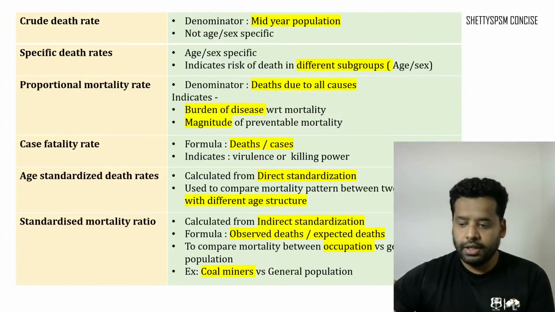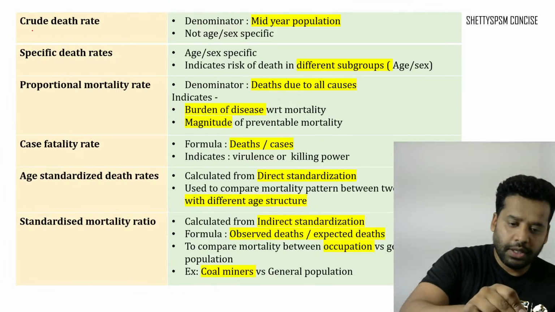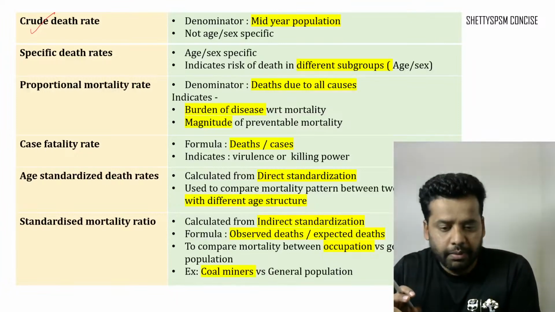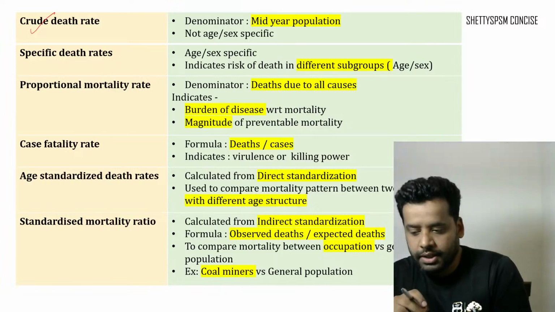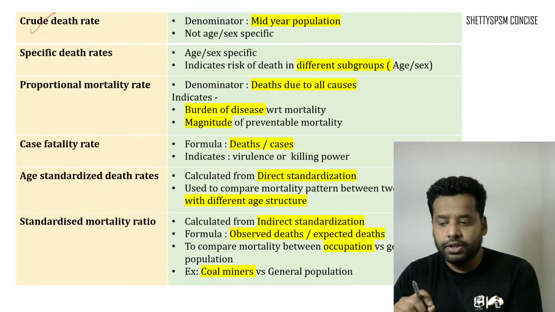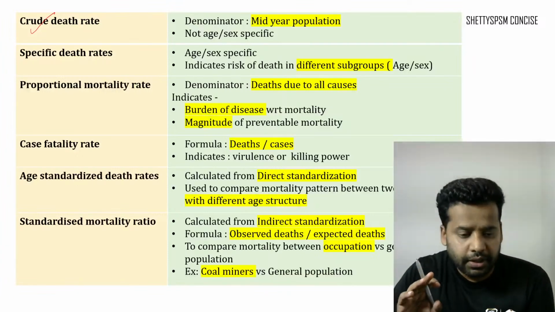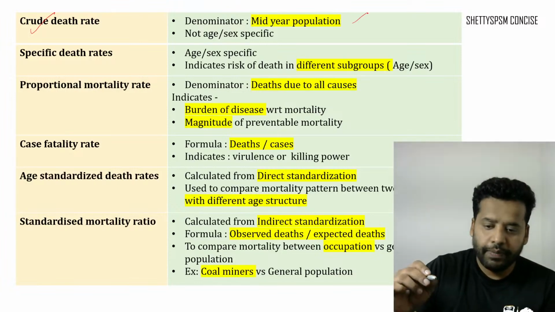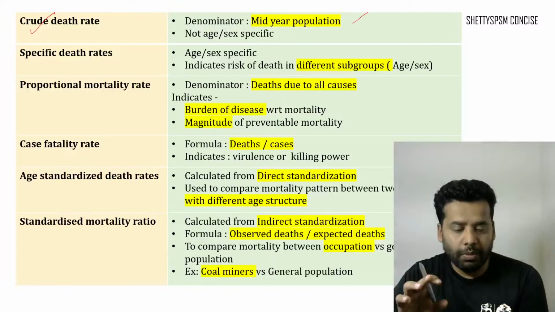When you are telling the risk of death in mid-year population, since the word crude comes, it is not age or sex specific. If they frame the question as crude death rate being age or sex specific, it is a wrong answer. Crude death rate is not age specific or sex specific. What is the denominator of crude death rate? Mid-year population. So it is the risk of death in the whole population.